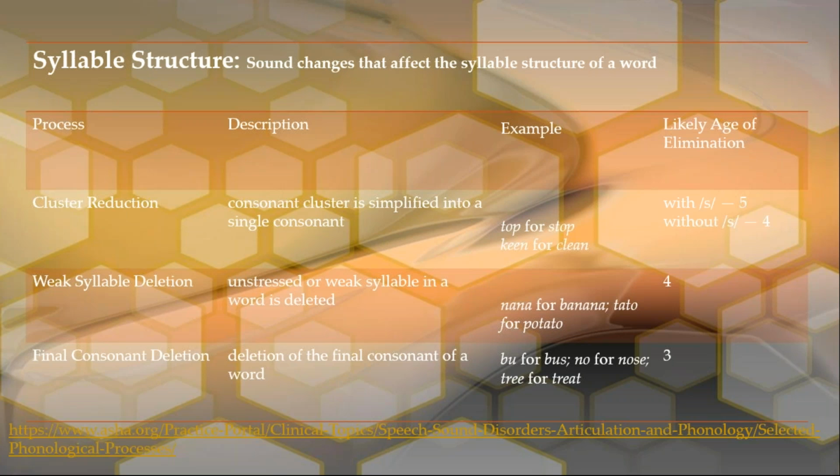And then the last one is final consonant deletion. Pretty self-explanatory there. The final consonant of the word is deleted off. So instead of saying bus, they're saying buh. And instead of saying nose, they're just saying no. And instead of saying treat, they're saying tree. And that should be developmentally eliminated by the age of 3.